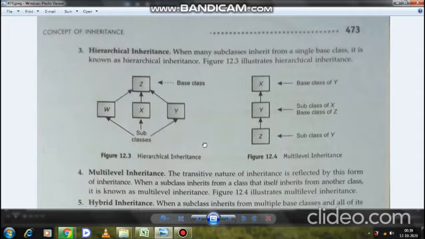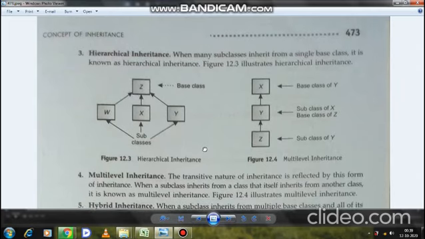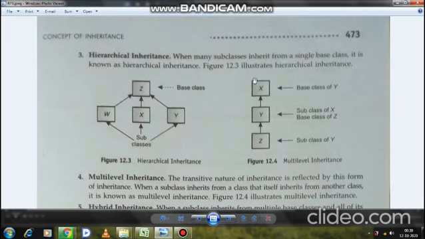Next is multi-level inheritance. Multi-level inheritance, see this picture. You can understand by the name that multi-level inheritance means multiple subclasses are inherited from a base class. That is, here the base class is X. This is a subclass. This is also a subclass. You know that transitivity property I told you that day.